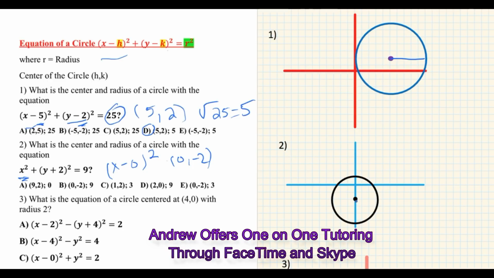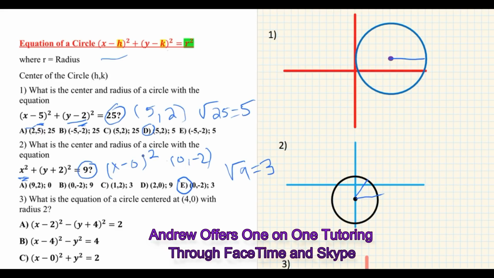That is shown in number 2 here. 0, negative 2 is the center of the circle, and the radius, remember, is what? The square root of 9. The square root of 9 equals 3, and that is the radius of the circle, which is 3 units in every direction from the center. So radius is 3. Answer choice E.